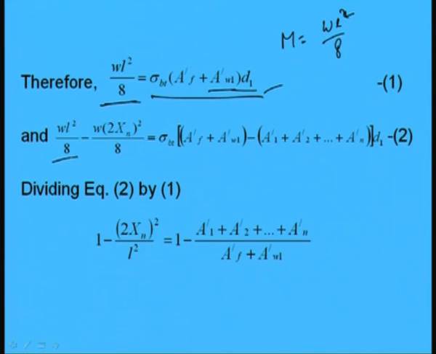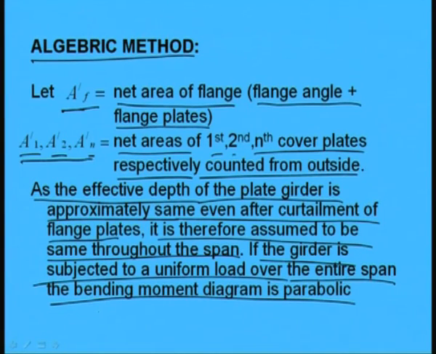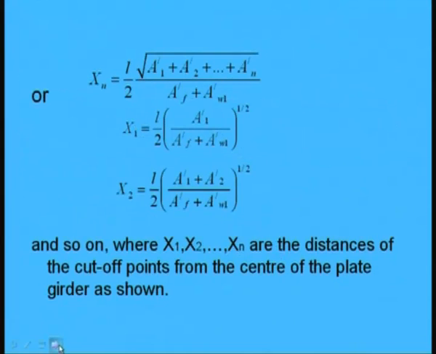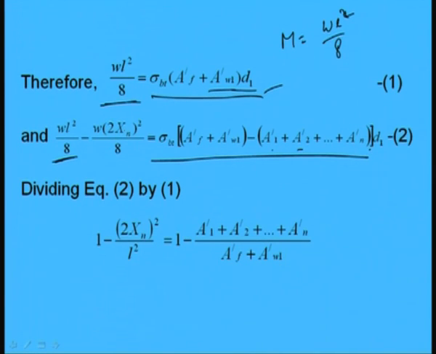Now, we can also write WL square by 8 minus W into 2xn whole square by 8 is equal to sigma Bt into A dash F plus A dash W1 minus A1 dash plus A2 dash plus up to AN dash, where A1 dash, A2 dash, I have already told, are the net areas of the respective cover plates, and x1, x2, xn are the distances of the cutoff points from the center of the plate girder. I will show the figure. So xn is, for the nth plate, the distance from the center to the cutoff point. So this we can write in this way: sigma Bt into A dash F plus A dash W1, this is the total, minus A1 dash plus A2 dash like this, into D1.